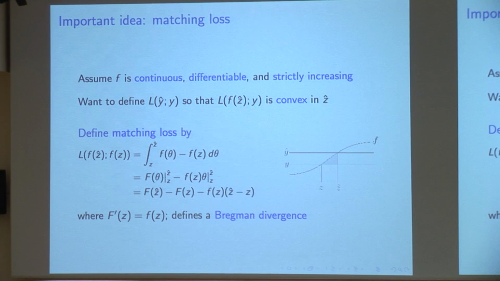So here I'm defining a loss between y hat and y, or f of the pre-predictions. I'm defining a loss between y hat and y in terms of these pre-prediction values. The way I'm going to define the loss is as an integral from the pre-target to the pre-guess of this difference integrated. And it just corresponds to this picture.